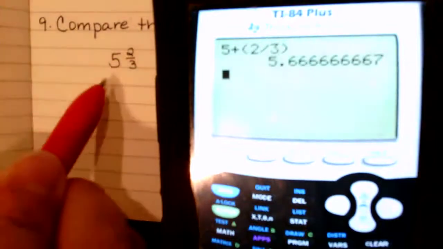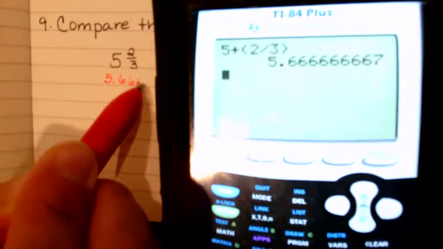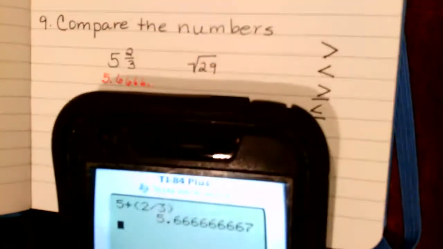Obviously, we get a decimal. We were kind of expecting that. I'm just going to write some decimals down here, and then we'll look at the square root of 29.